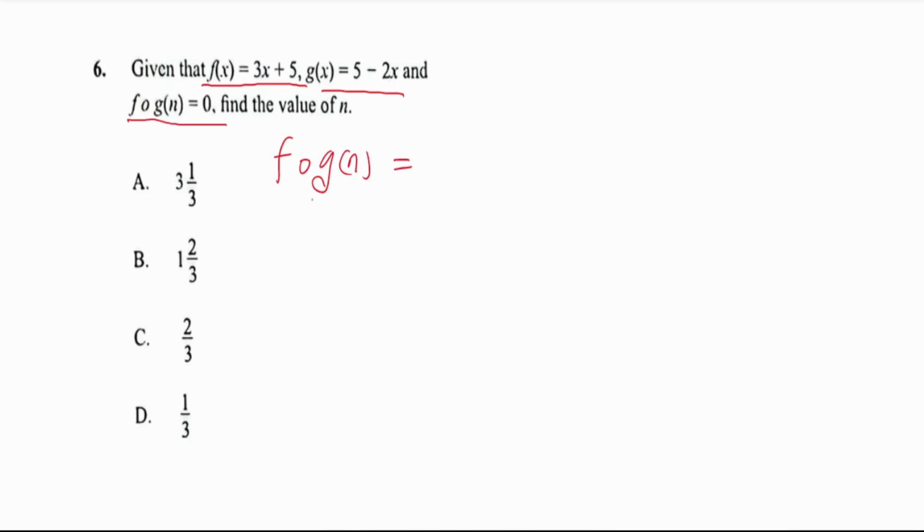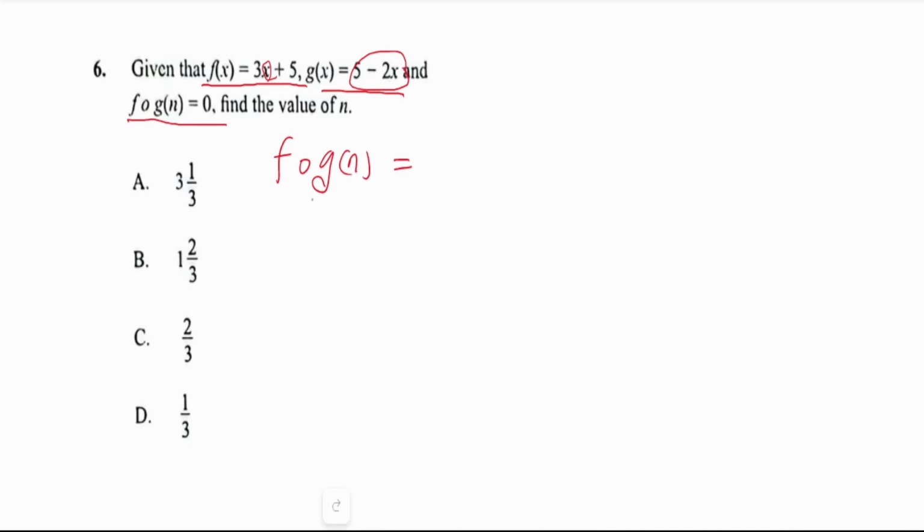F of g of n simply means that we first take the function f of x because f comes first. And wherever we see x in this function, we put the whole of g of x, which is this one, to replace this x here, or wherever we see x in f of x. That's the meaning of f of g. Then g of n also means that now that we replace the whole of x here with g of x, wherever we see x in g as well, we'll replace that with n. And that is what we are going to do.